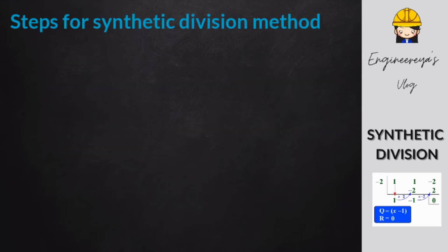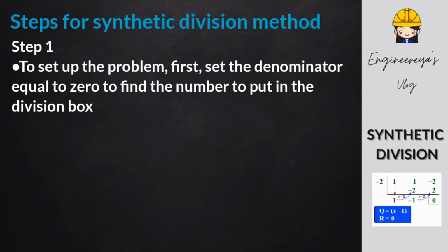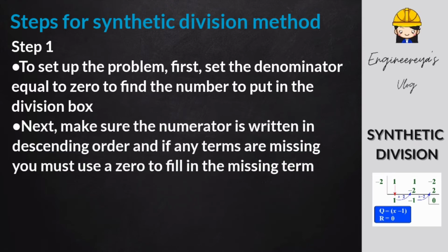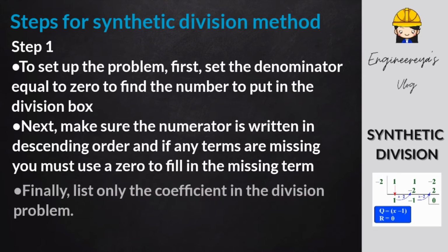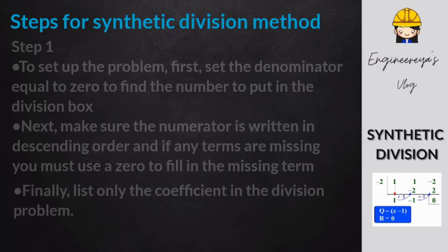To perform polynomial synthetic division, here are the steps. Step 1. To set up the problem, first set the denominator equal to 0 to find the number to put in the division box. Next, make sure the numerator is written in descending order, and if any terms are missing, you must use a 0 to fill in the missing term. Finally, list only the coefficients in the division problem.